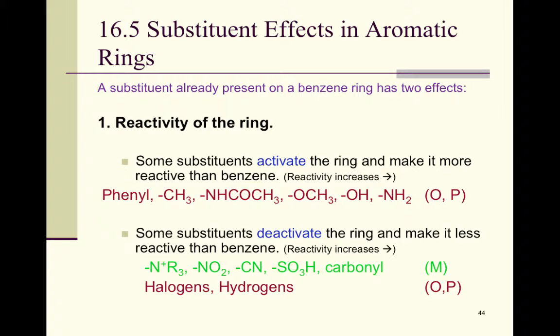I'm going to bring you back to this slide for just a second so you can see that I have listed here reactivity increases. So we have the CH3 here, the OH here. The OH is a stronger activator. And I have the same thing here, reactivity increases on our deactivator.